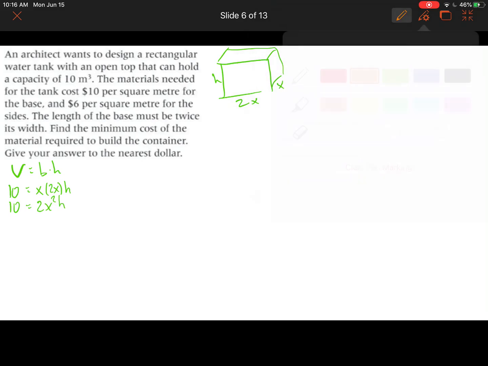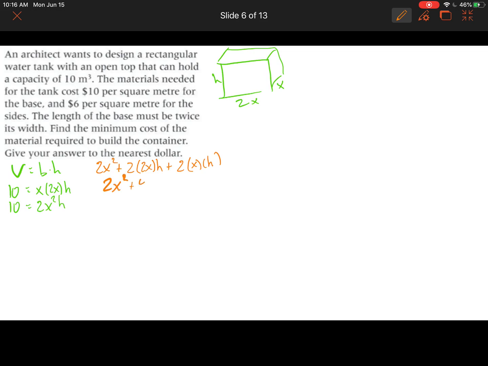Okay, and now we need to find a separate expression for our surface area. Our surface area is going to be the area of the bottom, 2x squared, plus 2 times 2x times h, plus 2 times x times h. In other words, 2x squared plus 4xh plus 2xh, or 2x squared plus 6xh equals the surface area.